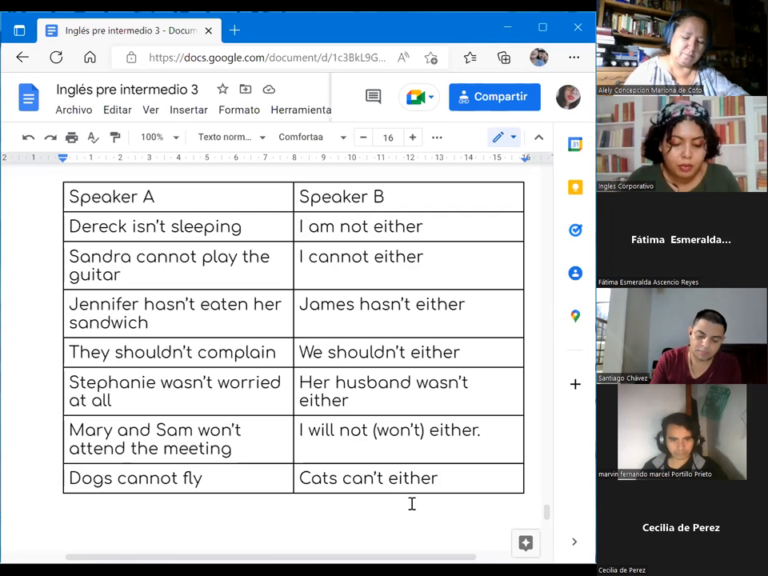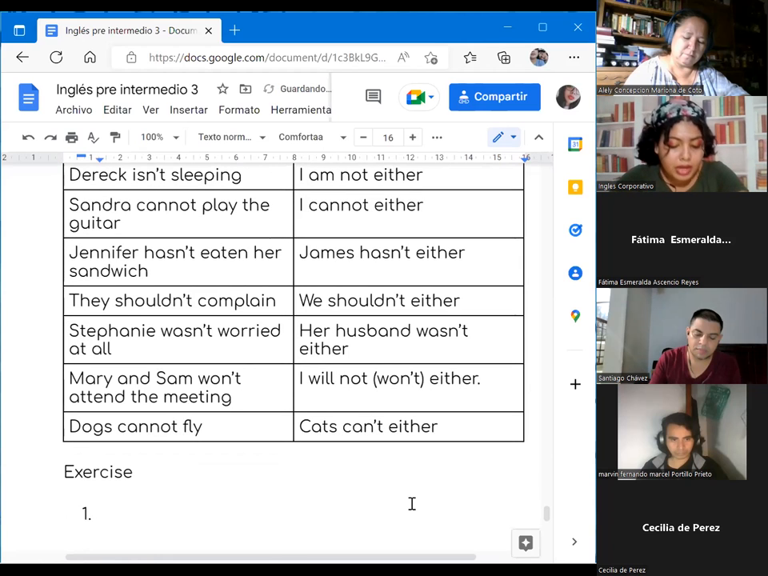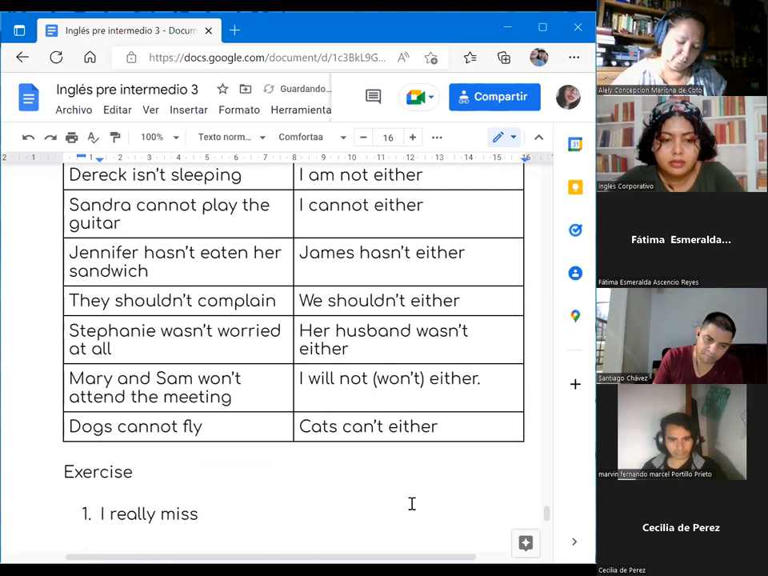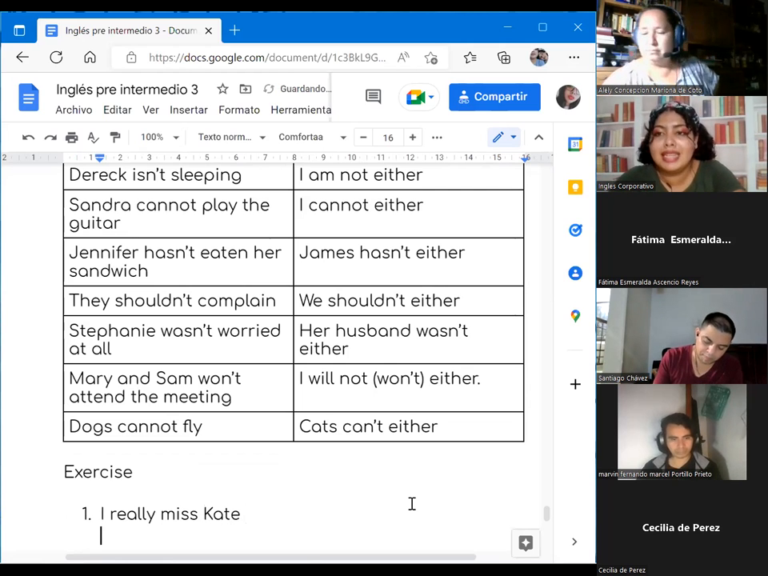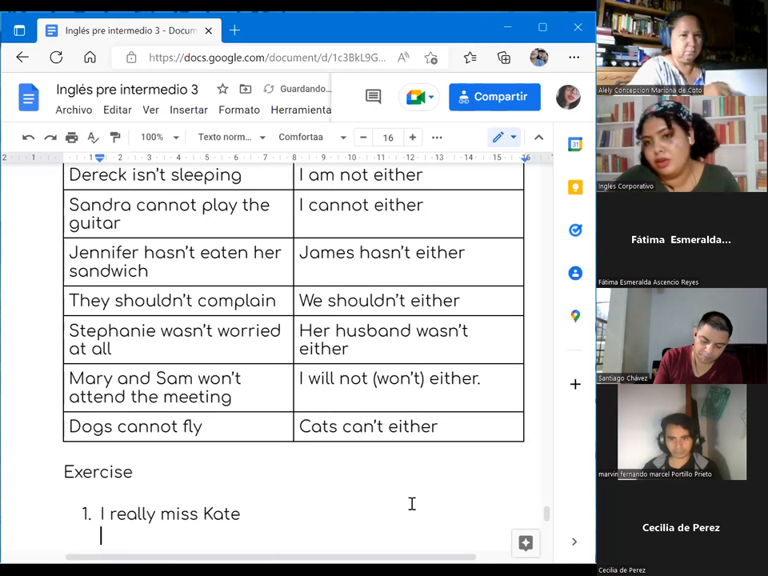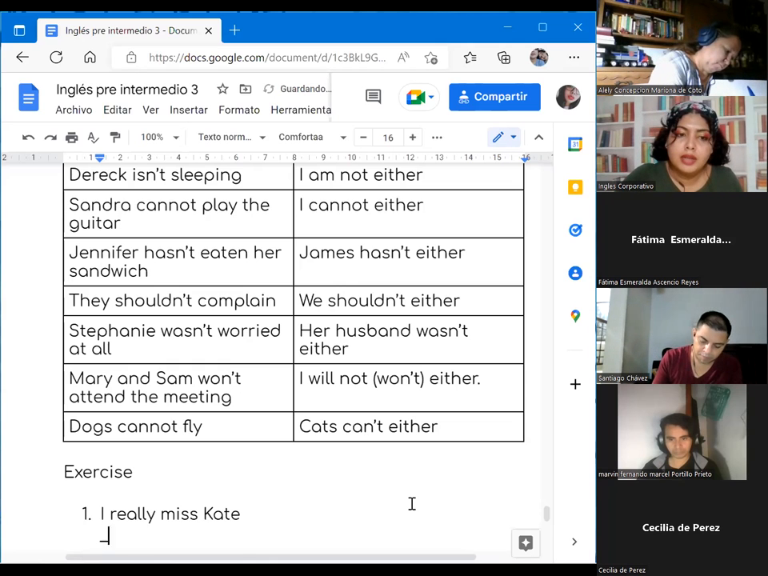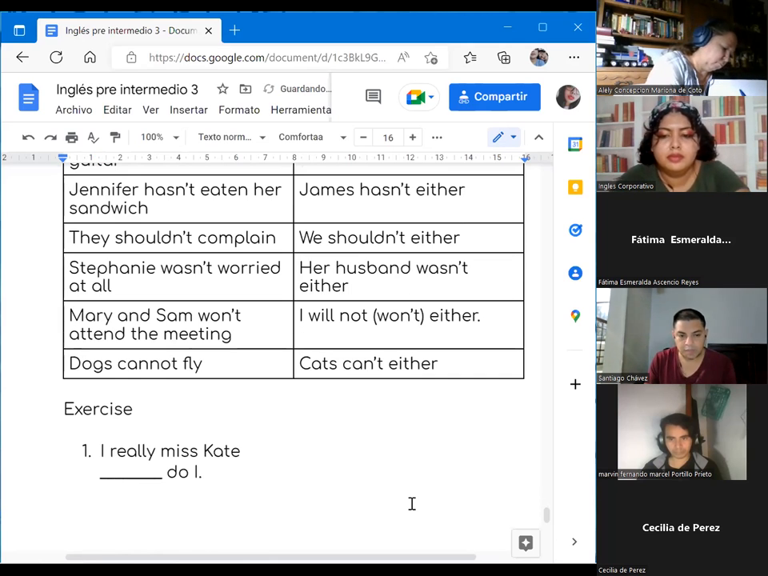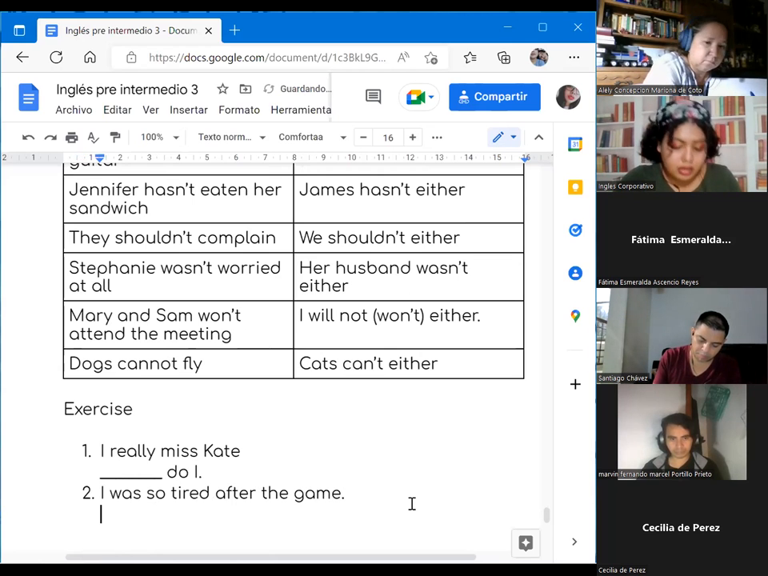So, we are going to begin with the number one. Exercise. We have the number one and it says, I really miss Kate. That is person A. We are going to be person B as always. And we have this space, do I. Number two. I was so tired after the game. Was I.